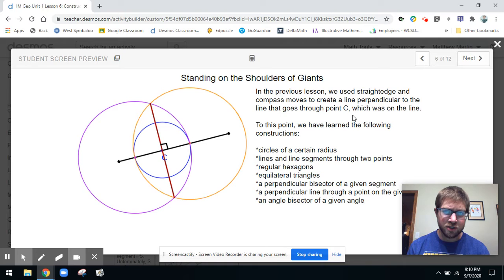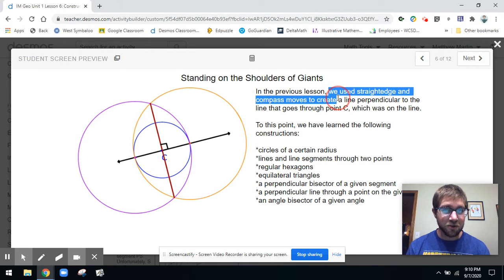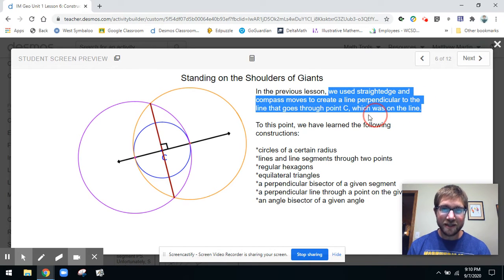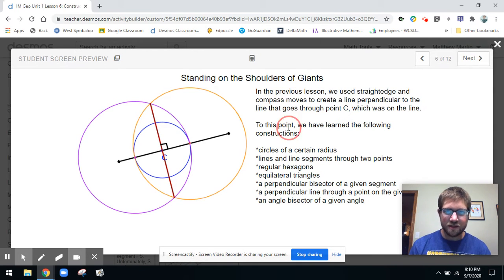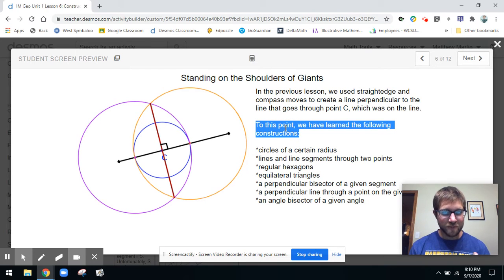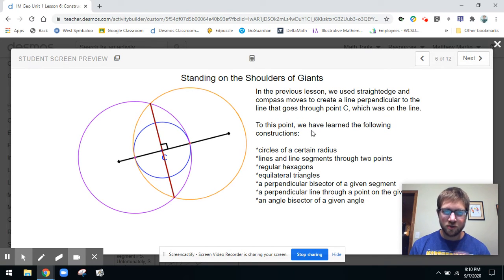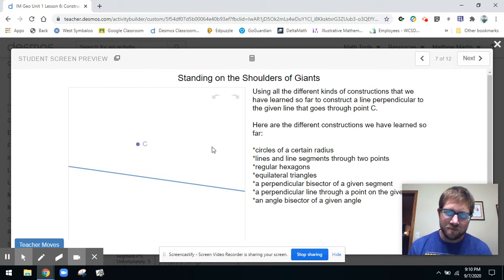Anyway, back to constructions. We have used straight edge and compass to make a whole bunch of different things, including but not limited to a line perpendicular to a line through a point on the line. Let's build on that today, because that's kind of the way these constructions work. If you know how to do one thing pretty well, you can sometimes apply that to a new scenario.